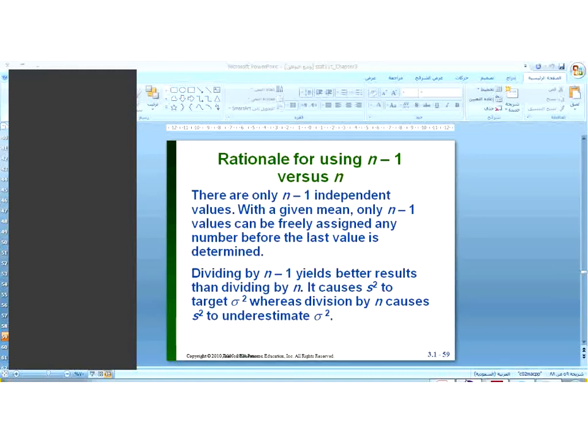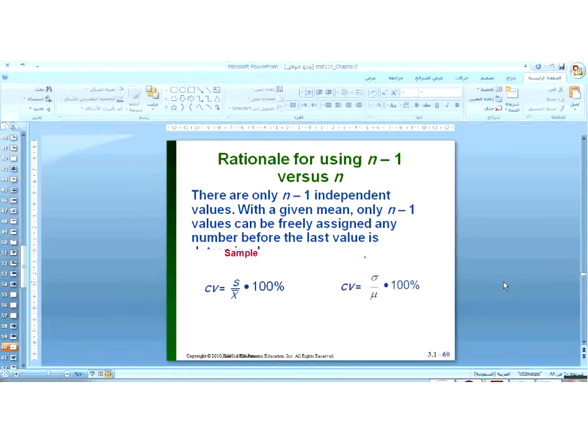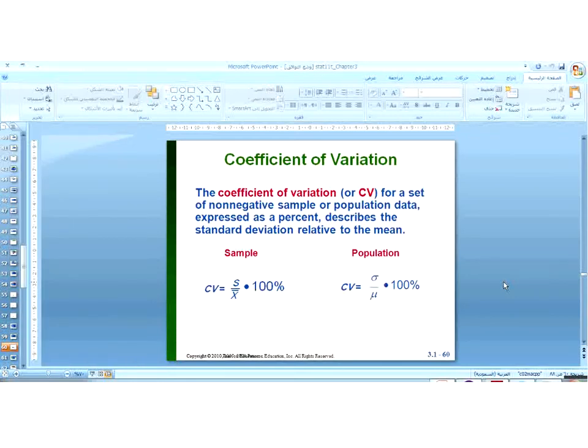Okay, so that's why I use n-1 instead of n. And if I use n, the estimate will be an underestimate. It's not that good an estimate. It will be a biased estimate of sigma squared.